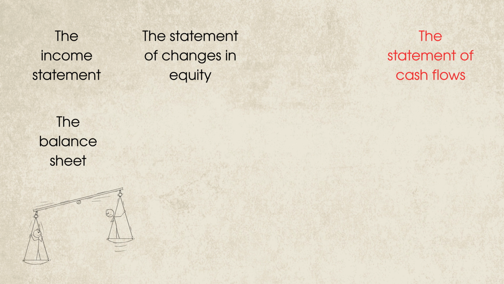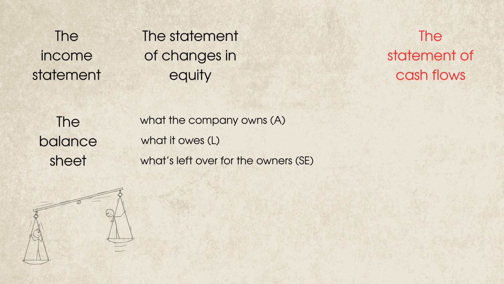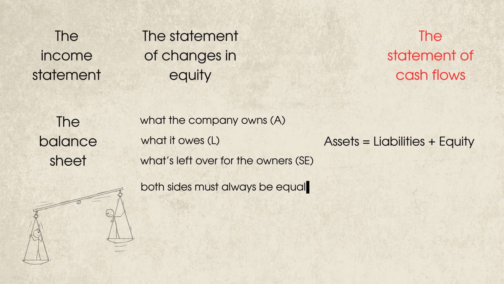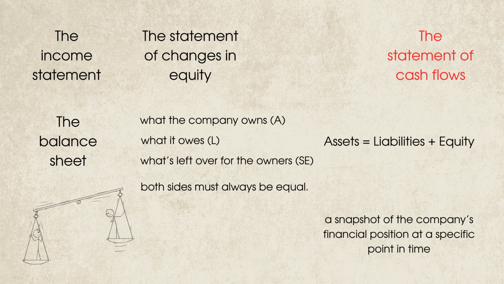Now let's talk about the balance sheet, another crucial one. This statement shows what the company owns, its assets, what it owes, its liabilities, and what's left over for the owners, equity. The core formula here is assets equals liabilities plus equity. This is why it's called a balance sheet. Both sides must always be equal. It's a snapshot of the company's financial position at a specific point in time.